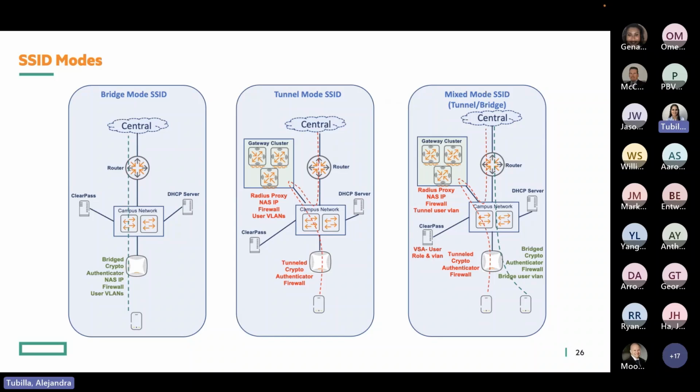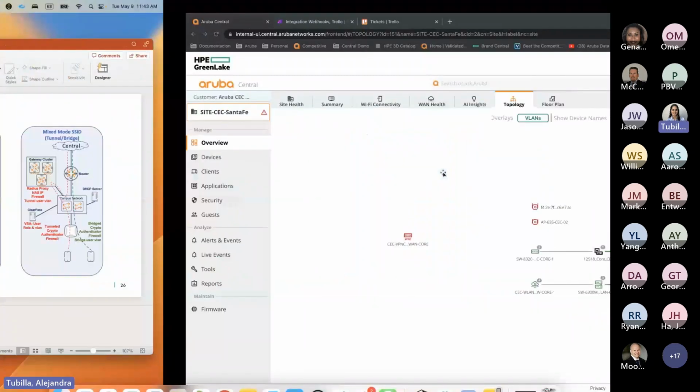So with these different types of SSIDs that we have here, I'll just go back onto Aruba Central so I can show you a little bit more on how we can do that and how we can actually create one SSID. So if you are just testing out Aruba Central or anything like that, you can easily create an SSID and just configure it very easily.